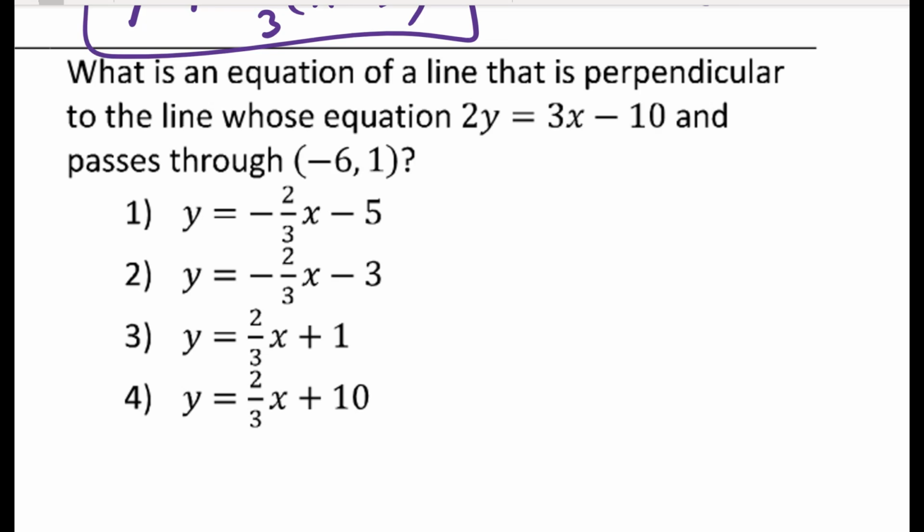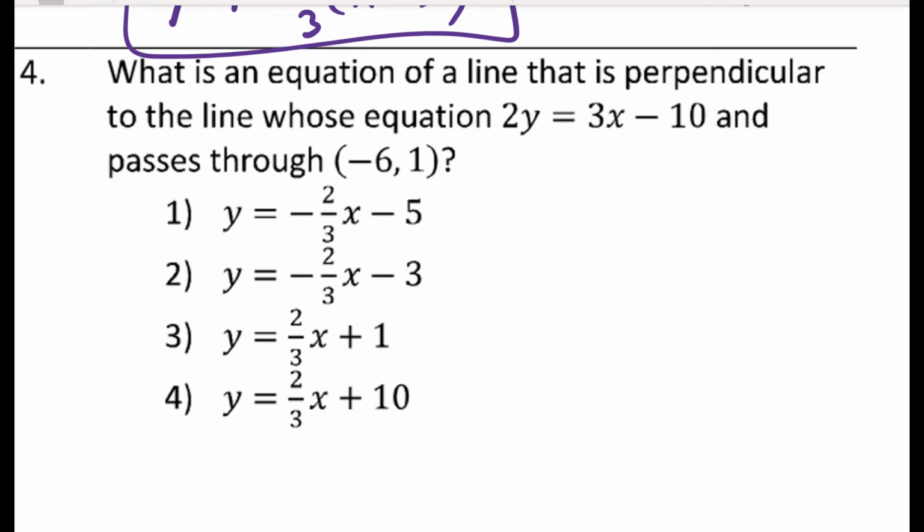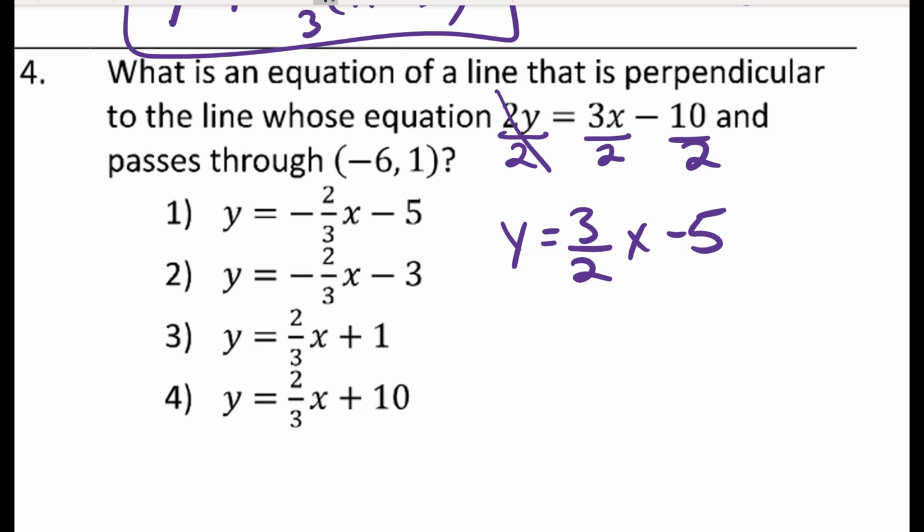For number 4, which is an equation of a line that is perpendicular to the line whose equation is this and passes through negative 6, 1? Well, if y isn't isolated, it doesn't help me too much, so I'm going to start by dividing out that 2 so that I can see that my slope is 3/2 and my y-intercept is negative 5.